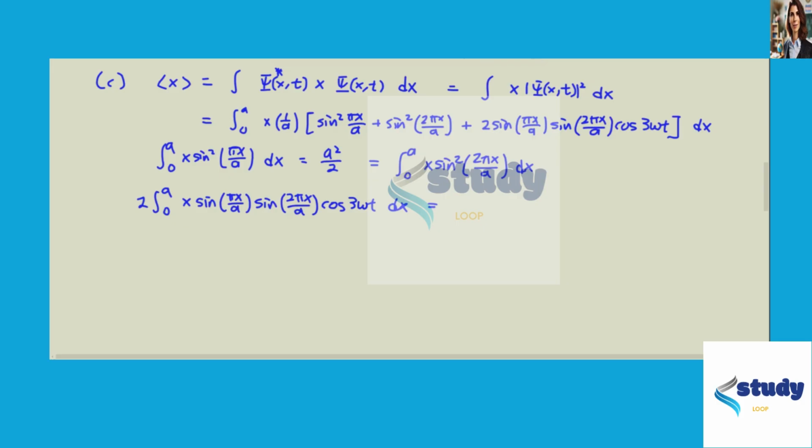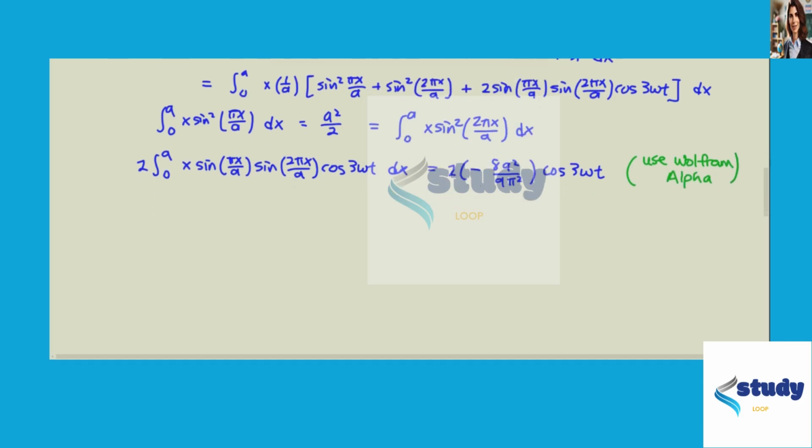we are going to get negative 8a squared over 9 pi squared, and then there's a 2 in front, and there's a cosine 3 omega t. So here, you use Wolfram Alpha. It will give you the answer and save you some time. And so then we just put everything together.